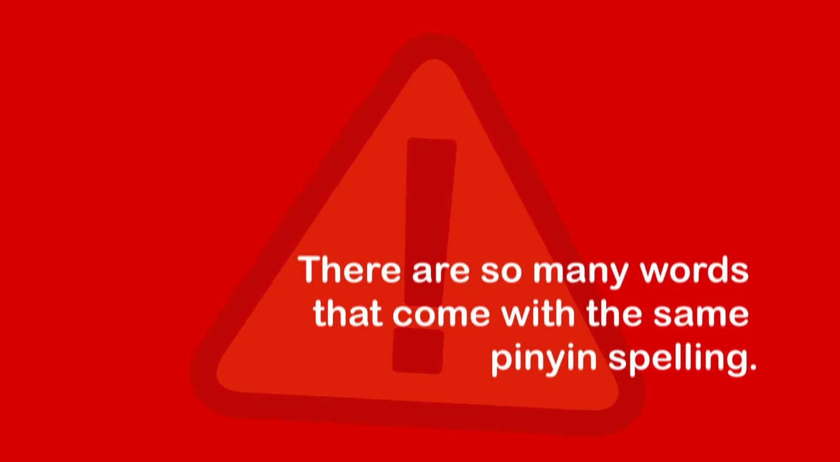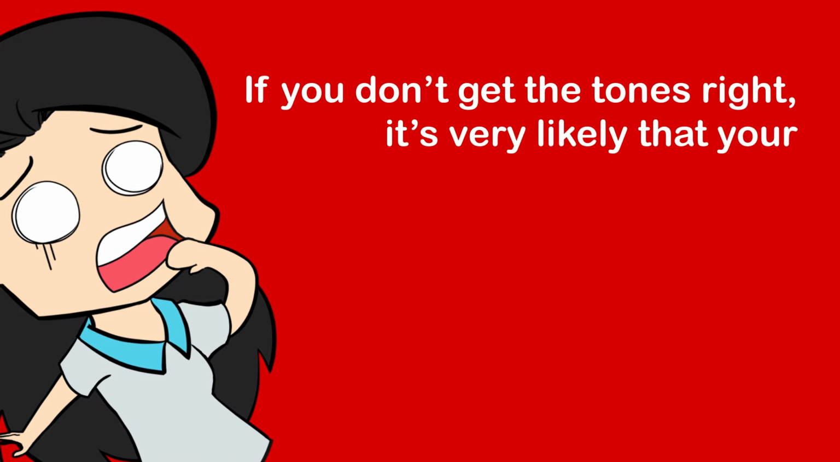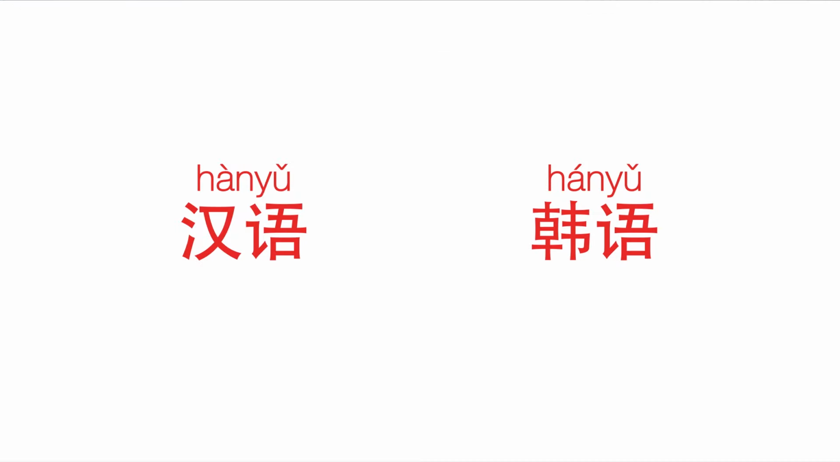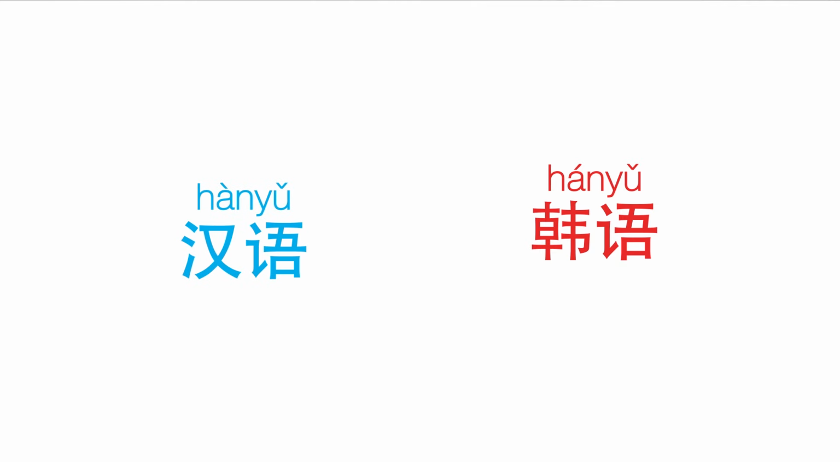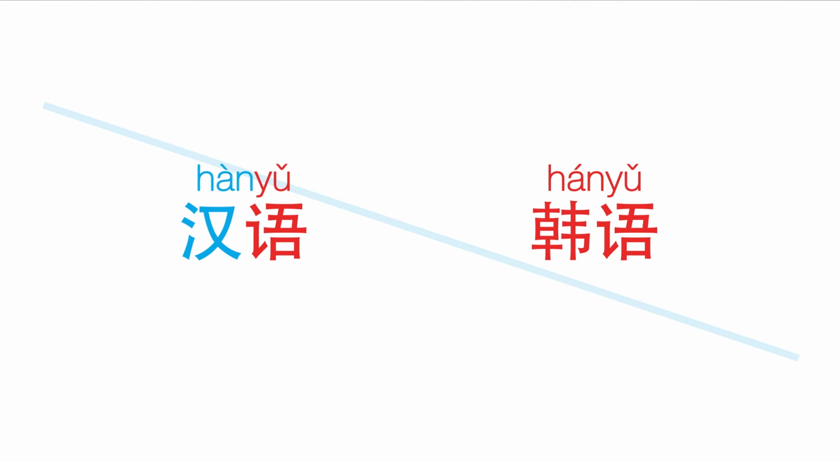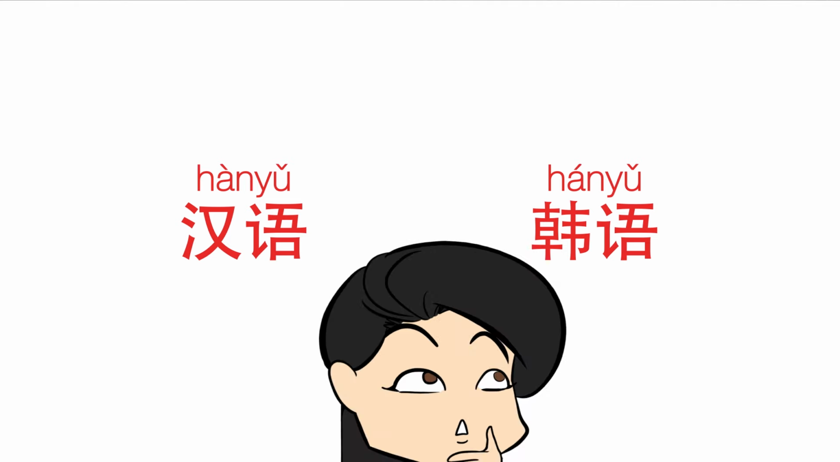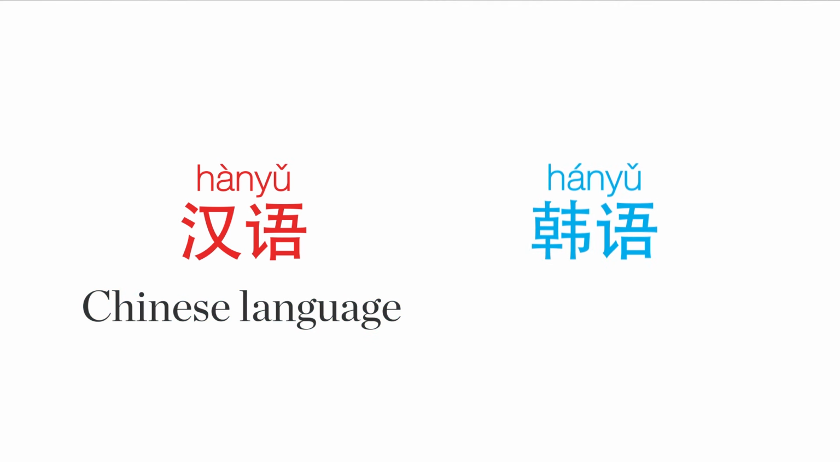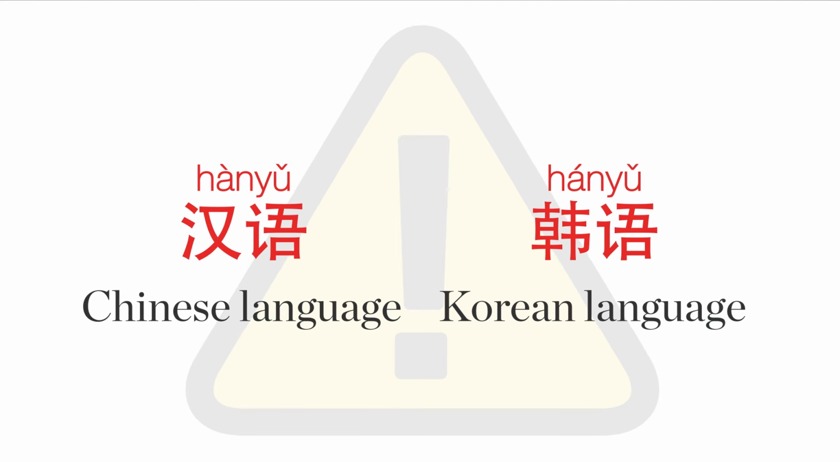It's not only important, but crucial to master different tones in Chinese. There are so many words that come with the same pinyin spelling. If you don't get the tones right, it's very likely that your mispronounced tones will lead to misunderstandings or even embarrassment. A quick example, the pinyin and tone for 汉语 is with a fourth falling tone on 汉. The pinyin and tone for 韩语 has a second rising tone on 韩. They sound quite close, right? But 汉语 is Chinese language, and 韩语 is actually Korean language. Don't get them mixed up and be very careful with the tones.